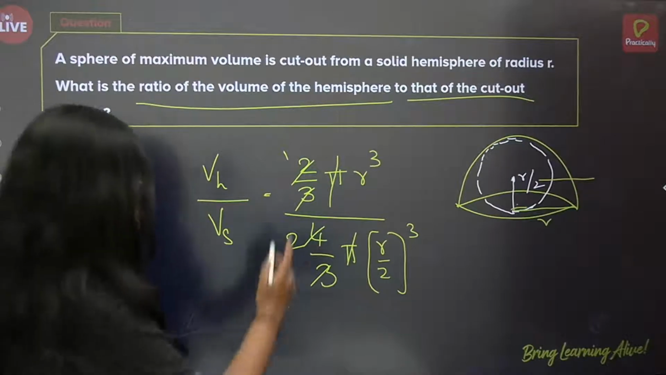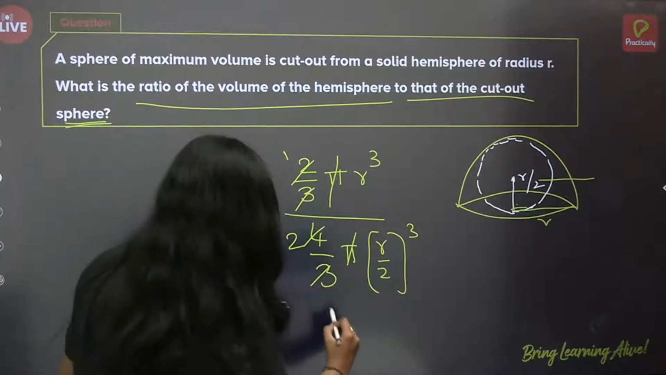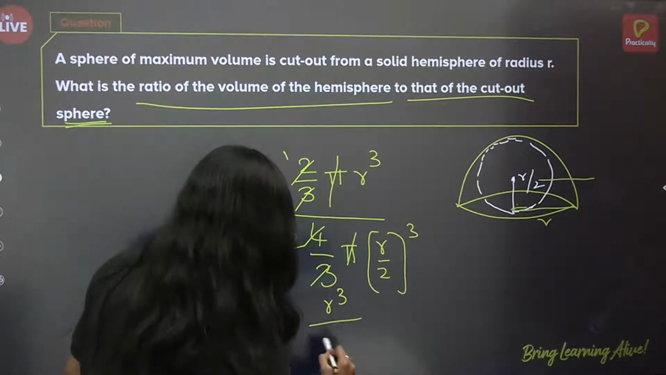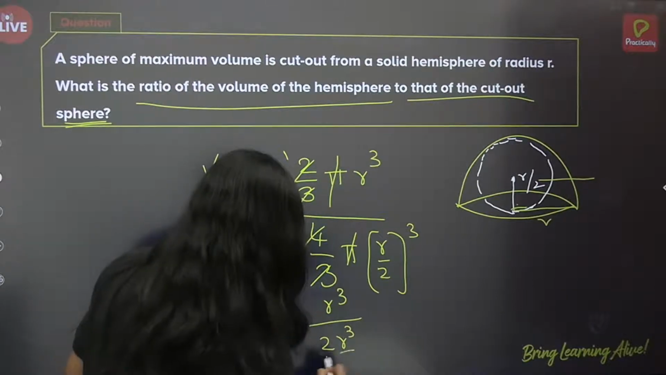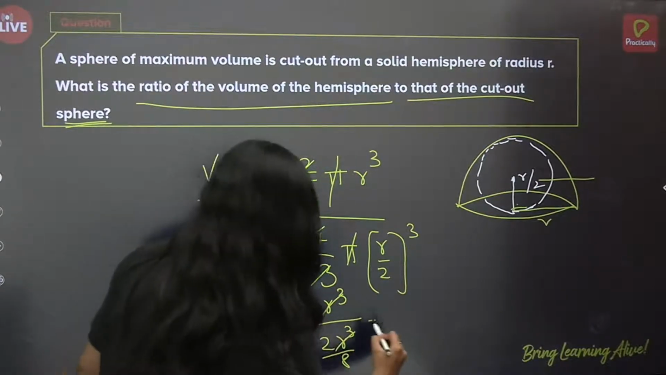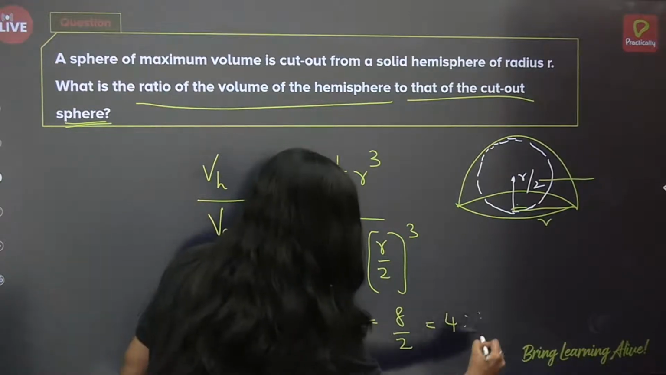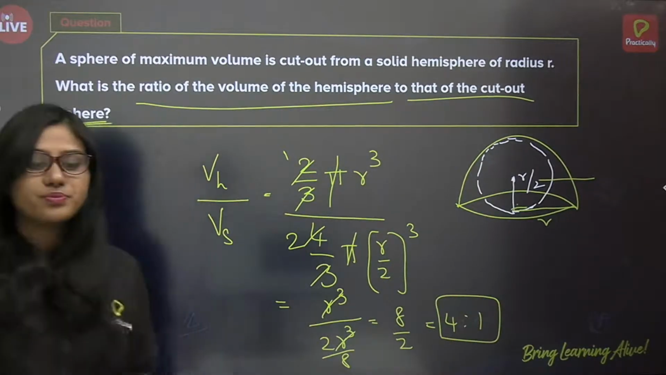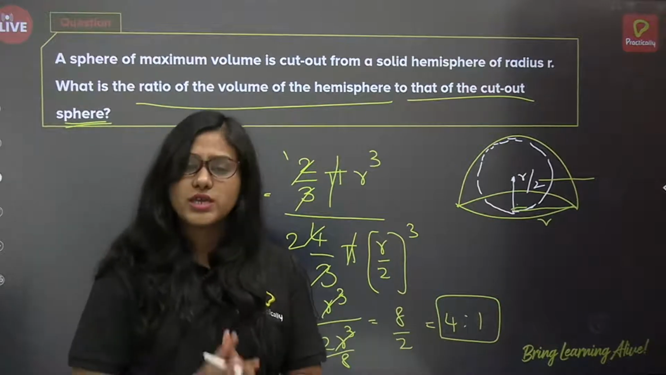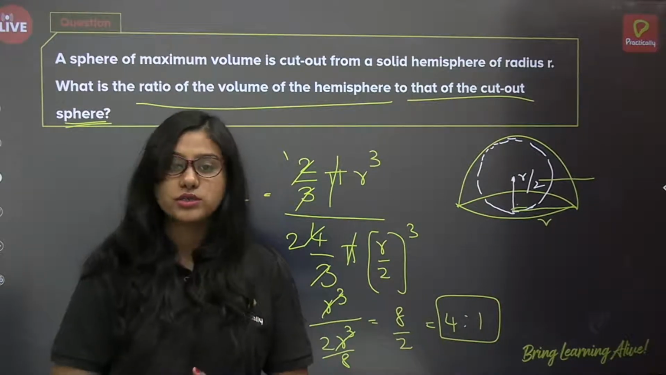Now, this will be 2r cube by 8. So r cube, 8 by 2, that is nothing but 4. So 4:1 is the ratio. This is one of the easiest problems yet most important one.